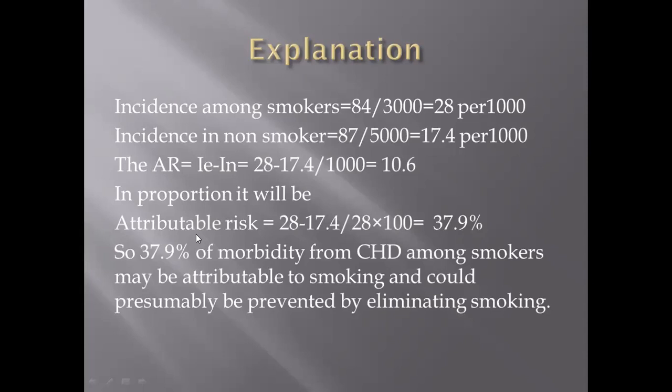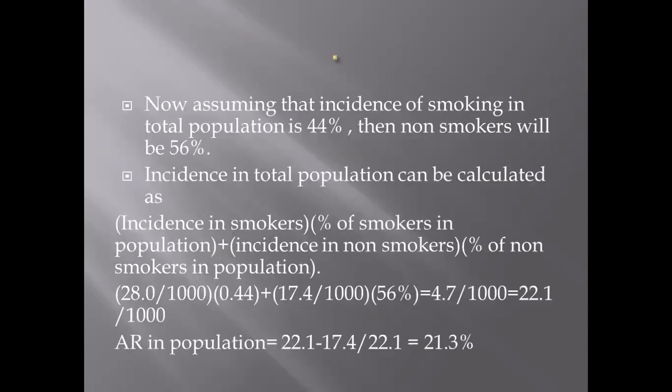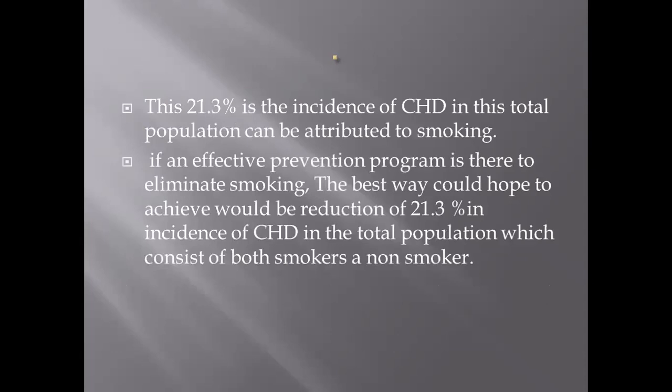So 37.9% of the morbidity from chronic heart disease among smokers may be attributable to smoking and could presumably be prevented by eliminating smoking. Now, assuming that the incidence of smoking in the total population is 44%, then the non-smokers will definitely be 56%. Incidence in the total population can be calculated: the incidence in smokers multiplied by the percentage of smokers in the population, plus the incidence in non-smokers multiplied by the percentage of non-smokers in the population. Then the attributable risk in the population will be 21.3.